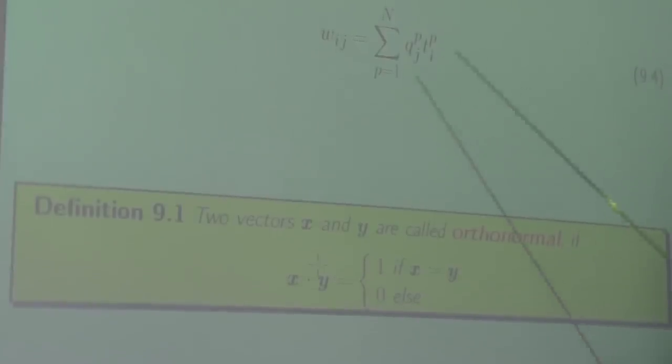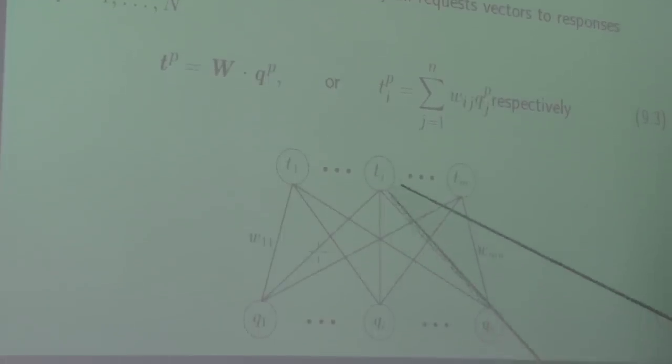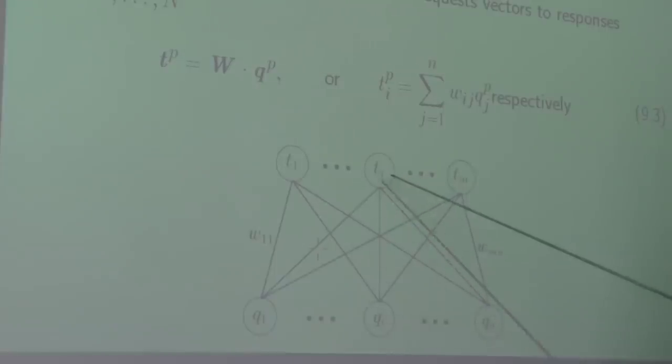So now let's look at this formula, Wij, which is the connection between the output neuron number i and the input neuron number j. So it is one of these. Now here we have j and i, so let's put an i here. So we have the Ti and Qj, and this is our weight, Wij.